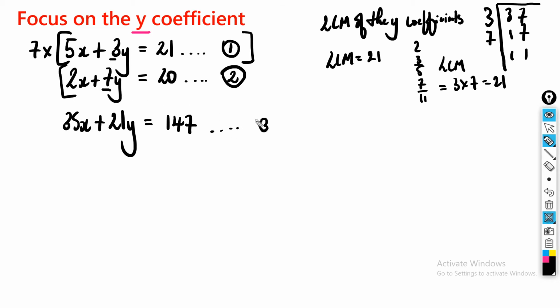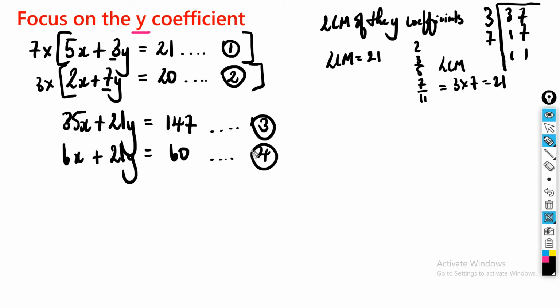And by the way, we're going to name this equation 3. Then for this second equation, to get this 7 as 21, we just need to multiply it by 3, right? So we're going to end up with 3 times 2 here would give us 6x. Yes, this is 35, 3 and a 5. And I'm going to have 6x here. Then 3 times 7 would give us plus 21y. And then 3 times 20 would give us 60.